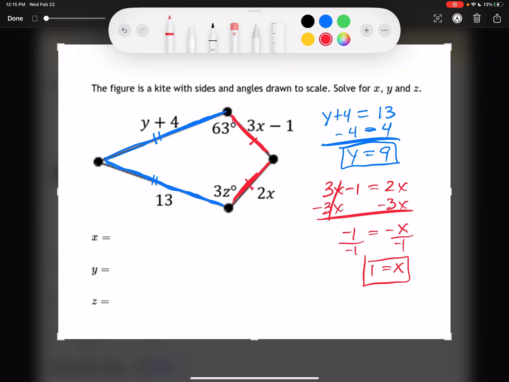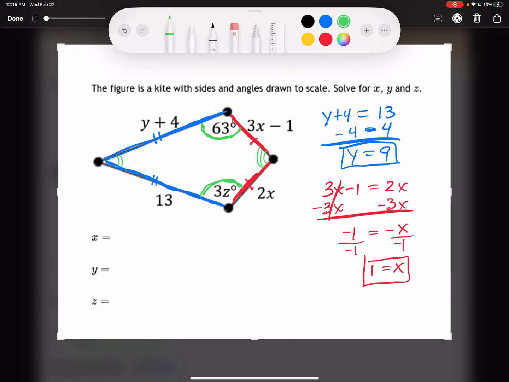Now, the last thing we have to look at in a kite is the angles, and in a kite, there's always going to be one pair of congruent angles. This angle here in a kite is going to be congruent to this angle. You have to look at it, because you can obviously see that this angle here is not the same measure as this one. That is a different measure. One's acute and one's a little bit more of a right angle, so those cannot be equal.